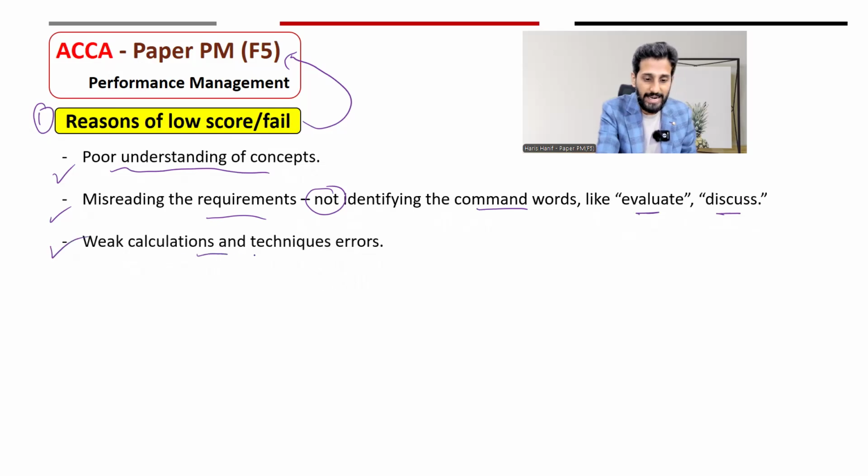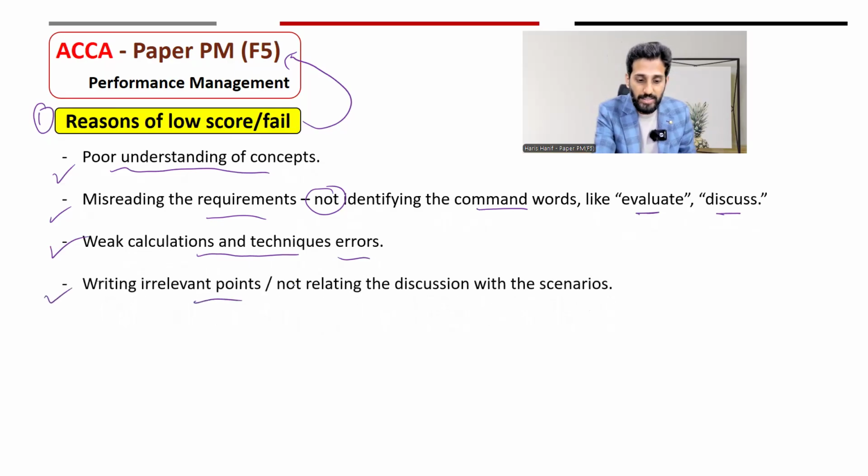Weak calculations and technique errors. Sometimes students are not able to calculate properly, even though they know the formula. For example, they do not put the brackets in the required cell, and the multiplication gets divided and the division gets multiplied respectively. So that's also an important point when you are attempting CRQs or even MCQs and solving on your calculator.